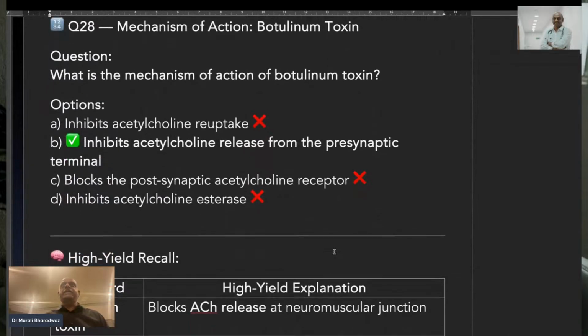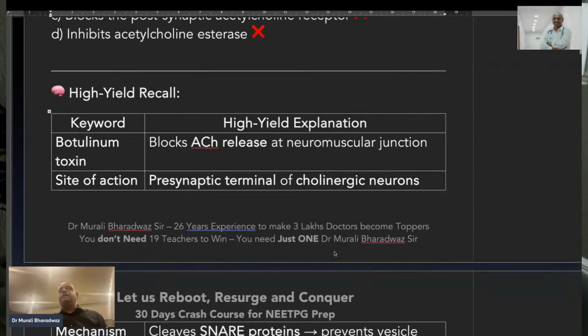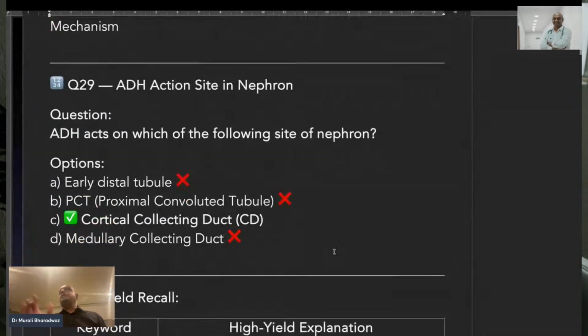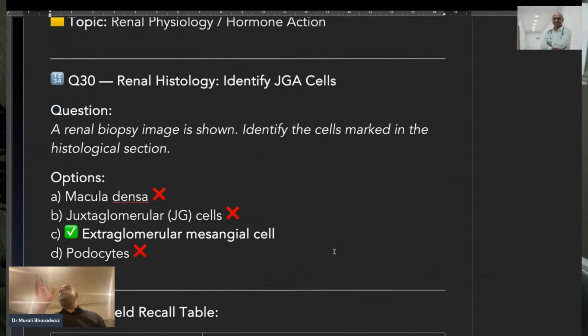Other PDFs I'll send. What is the mechanism of action of botulinum toxin? Same, I think this is repeated. Then ADH action, cortical collecting duct. Once more repeat. A renal biopsy was shown and the cells marked are extraglomerular mesangial cells. They asked nephron physiology, and also nephron histology.